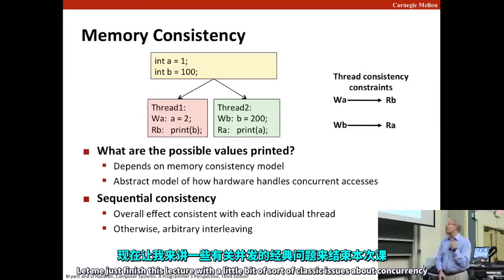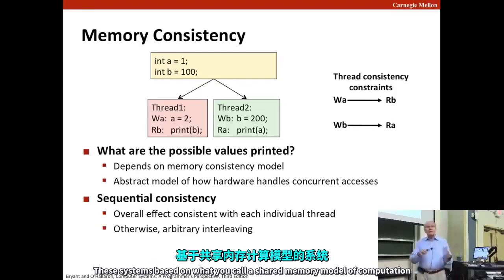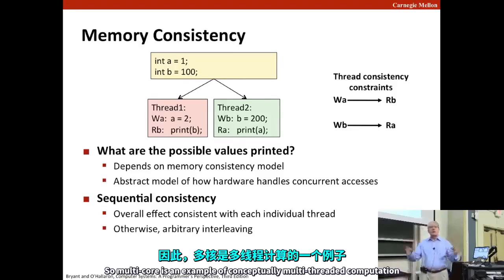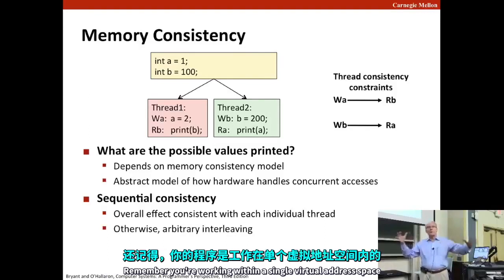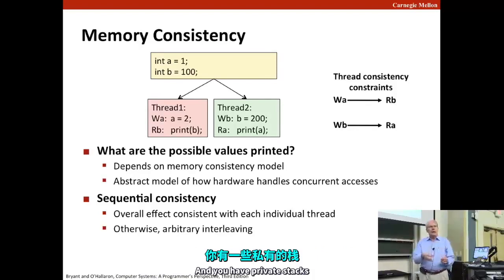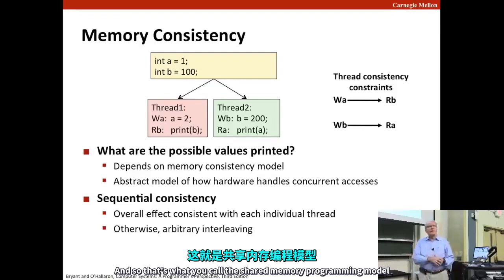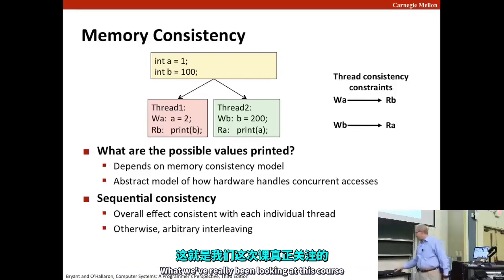Let me just finish this lecture with a little bit of classic issues about concurrency that are critical when you're dealing with these systems based on what you call a shared memory model of computation. So multi-core is an example of conceptually multi-threaded computation. Remember, you're working within a single virtual address space, and you have private stacks, but the more global heap memory is completely shared across threads. And so that's what you call the shared memory programming model, and that's what we've really been looking at in this course.